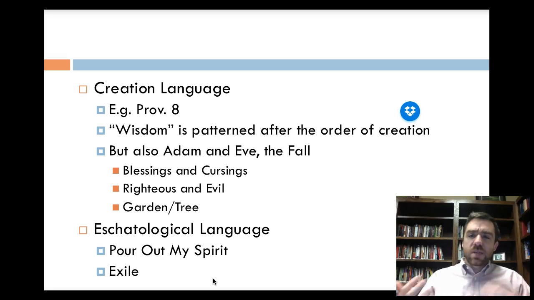But it also talks a lot about Adam and Eve and the fall. So you've got this language of blessing and cursing. You have this language of righteous and evil. You've got garden and tree language, lots of that, and especially in chapters 1 through 9, where you get all these sort of allusions back to Genesis 1 through 3. And so wisdom is set in the context of what Adam and Eve were supposed to have and didn't. And then you have eschatological language. In Proverbs 1, you get God saying, I'm going to pour out my spirit. You get language about the exile, and so you're looking forward to God pouring out his spirit and bringing Israel out of exile. So all of these books are really looking forward to what's to come.